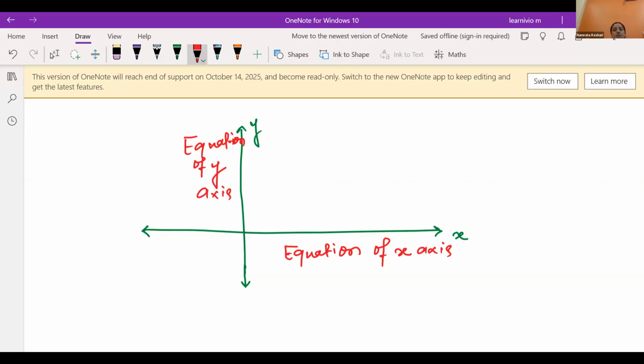The equation of the x-axis is y equals 0. Why? Because for any coordinate you take on the x-axis, whatever the x value is, y will be 0. Hence, the equation for the x-axis is y equals 0.